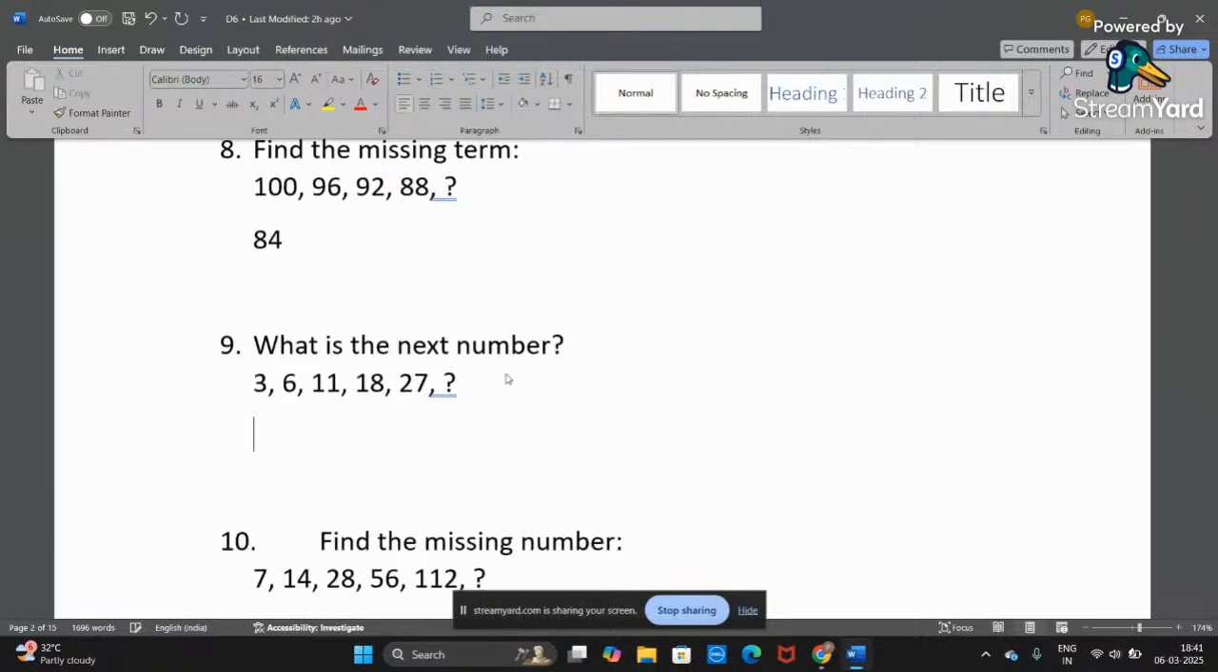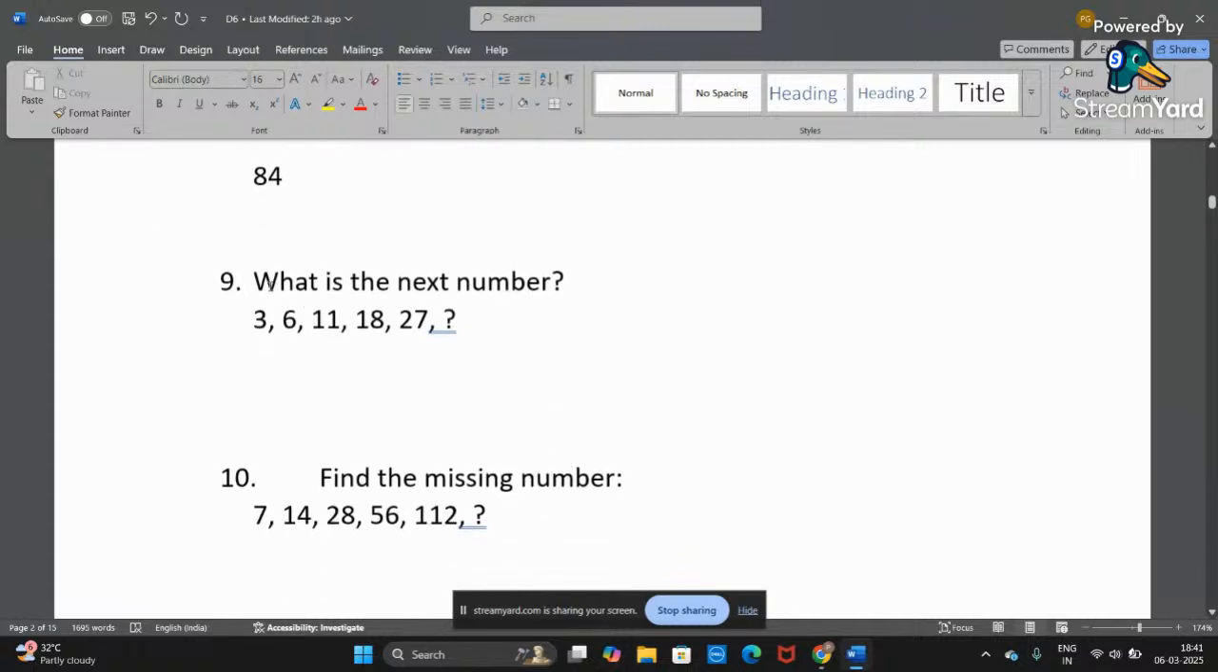Find the answer for the ninth one. What is the next number after 27? See, the sequence is given like 3, 6, 11, 18, 27. What will be the next number? Check the pattern. See, between 3 and 6, what is the difference? They're adding 3, right?